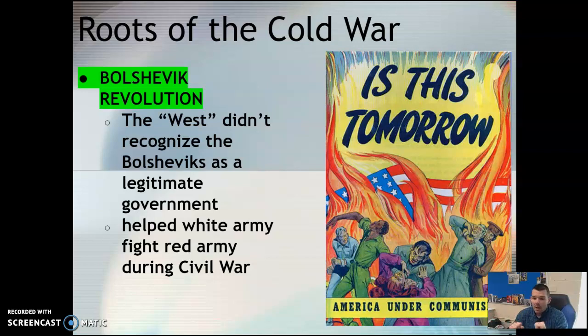In fact, after World War One, the Red Army and the White Army, Red Army was the Bolsheviks, White Army was those who were loyal to the Tsar, will begin a civil war in Russia, and we're going to help. We're going to fund and help out the White Army. And this is something that Stalin will never forget, along with a lot of the other founding fathers of the Communist Party, the Bolsheviks within Russia. So this is kind of where us and the Soviet Union really start to butt heads.